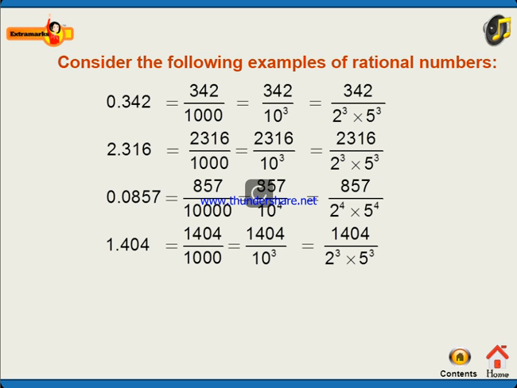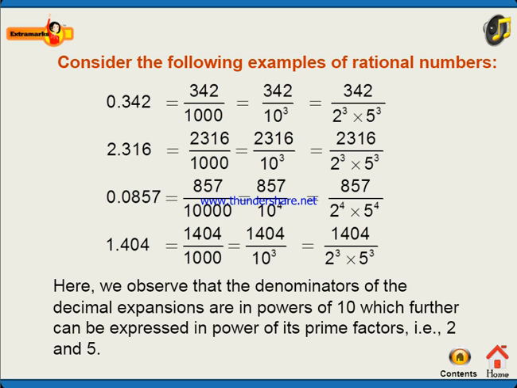Consider the following examples of rational numbers. Here we observe that the denominators of the decimal expansions are in powers of 10, which further can be expressed in power of its prime factors, that is 2 and 5.